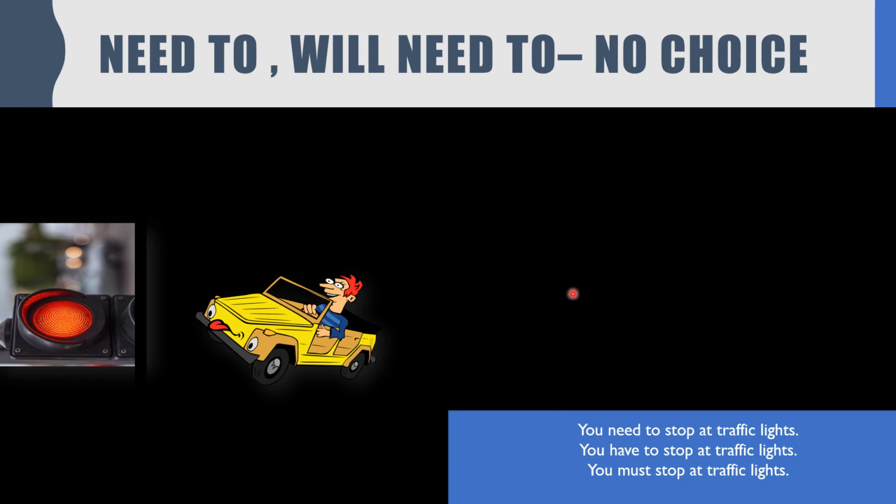Look at the driver. He was driving, and he saw the traffic light. He stopped, which means you need to stop at traffic lights. No choice. You have to stop at traffic lights. No choice. Or you must stop at traffic lights. No choice. Next, we are going to look at don't need to or need not, which means there is no obligation.